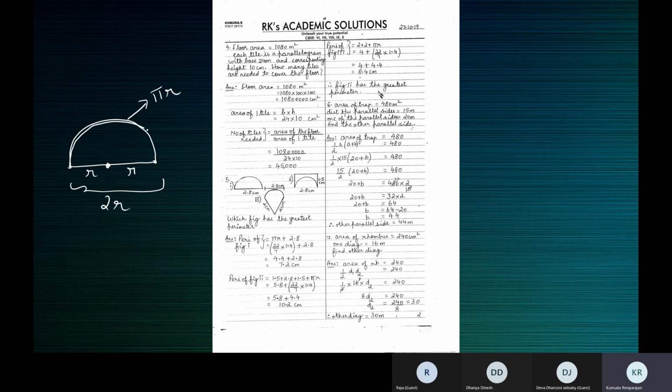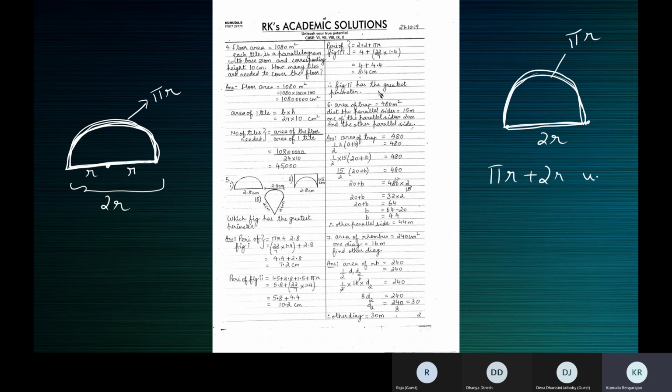So what is the perimeter of this semicircular region? The semicircular region is made up of an arc, which is a semicircle, and the diameter. The length of the semicircle is pi r, and the length of the diameter is d or 2r. So the perimeter of this figure, or the length of the boundary of this figure, is given by the expression pi r plus 2r units. Is this clear, children? Yes, ma'am. Very good.